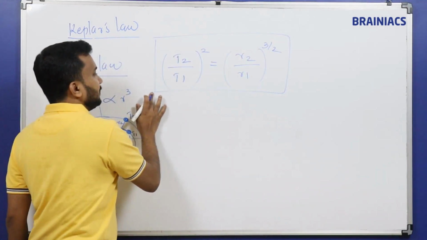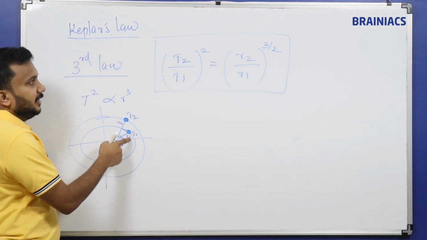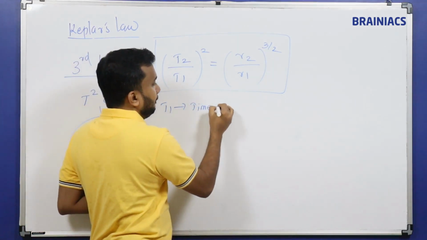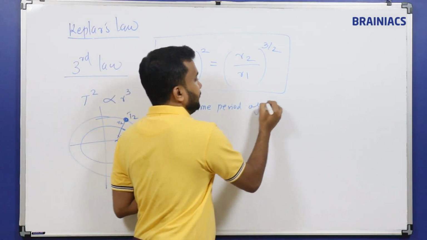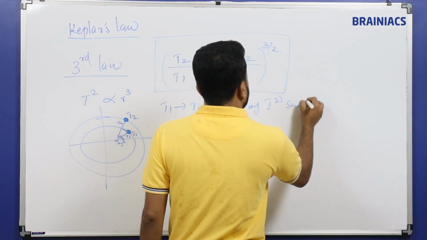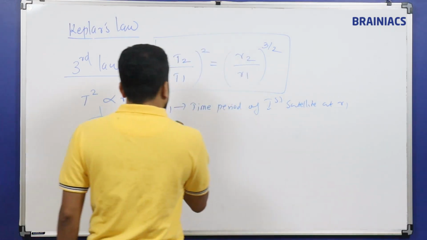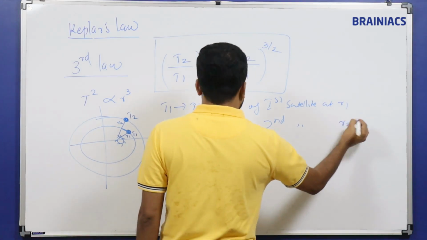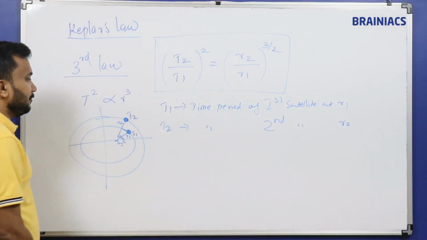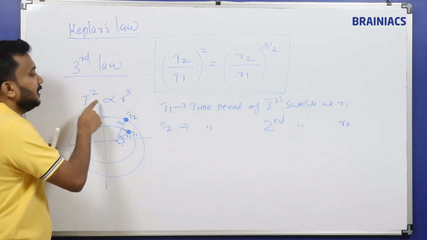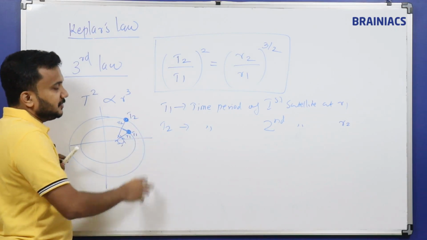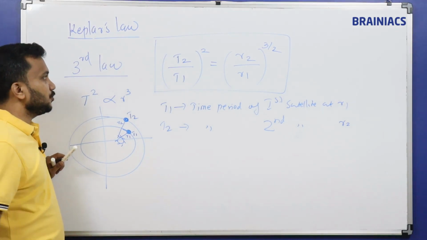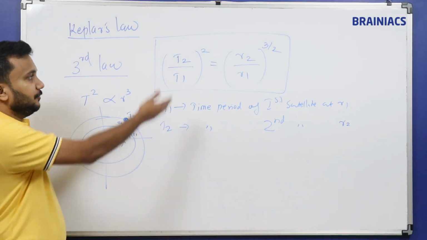So we have two satellites around the sun. One satellite takes time t1 to complete one revolution, so t1 is the time period of the first satellite at r1, and t2 is the time period of the second satellite at a distance of R2. So two satellites are in two different orbits. Generally time squared is proportional to R cubed. With time periods T1 and T2, T1 squared is proportional to R1 cubed, and T2 squared is proportional to R2 cubed. If you divide, you will get this equation.